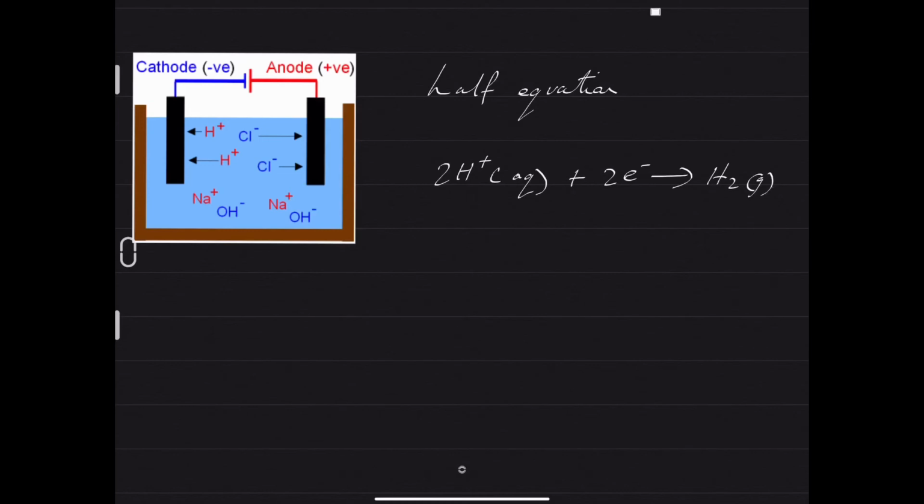Now I want you to tell me on Teams whether the hydrogen has been oxidized or reduced. So can you type back on Teams whether the hydrogen has been oxidized or reduced? I'll repeat again. Pause the video here. This reaction at the cathode, which is occurring, has the hydrogen been oxidized or reduced? Use this ionic half equation to help you to answer that question.